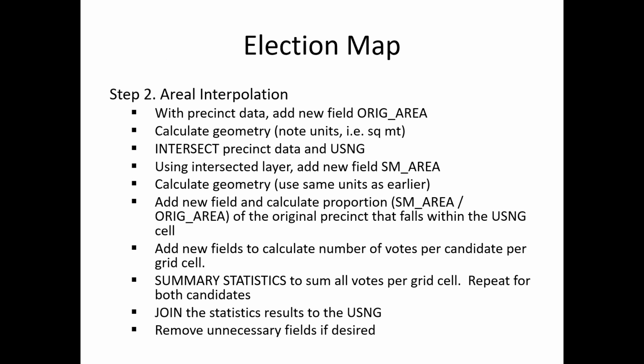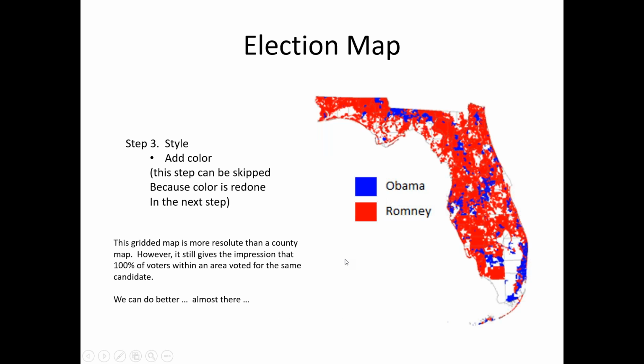Okay, you already know how to do the areal interpolation. So now we have moved from the county to a grid cell, but we've moved from the false assumption that everybody in the county votes the same way to another false assumption that everybody in the grid cell votes the same way. So we've improved the resolution, but we can do better than this.